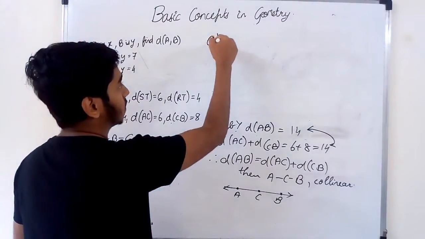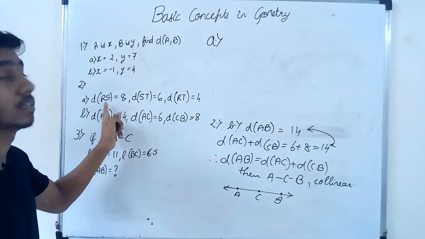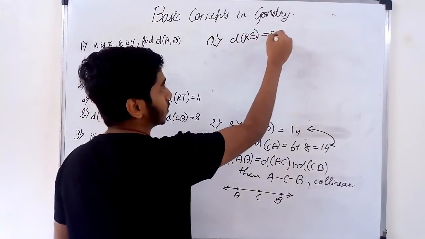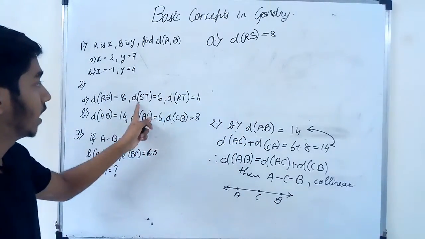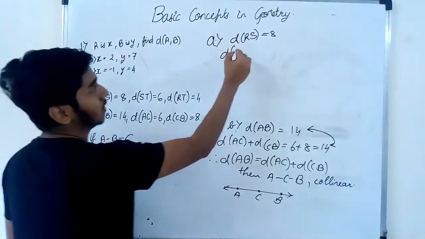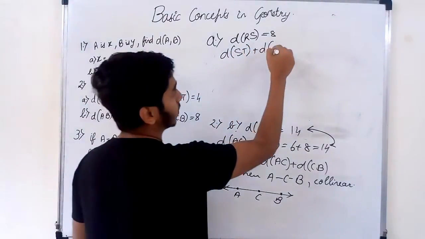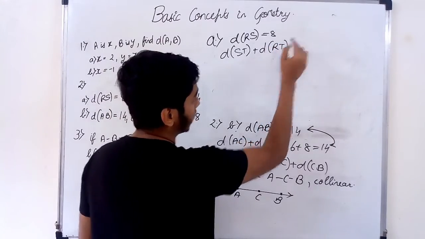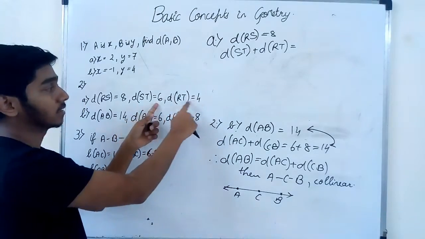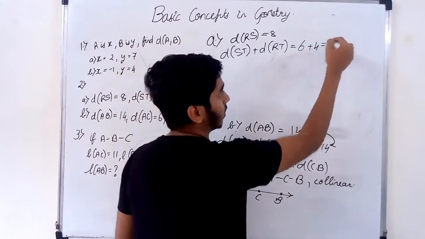So let's see, same way, which one is the bigger one? Actually the biggest is RS. So distance RS is equal to 8. Okay, now let's add the other two. So that will be distance ST plus distance RT. ST is 6, RT is 4. So 6 plus 4 equal to 10.